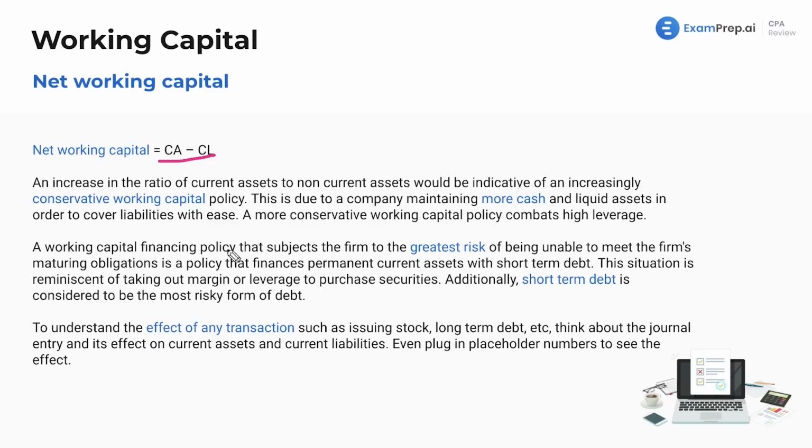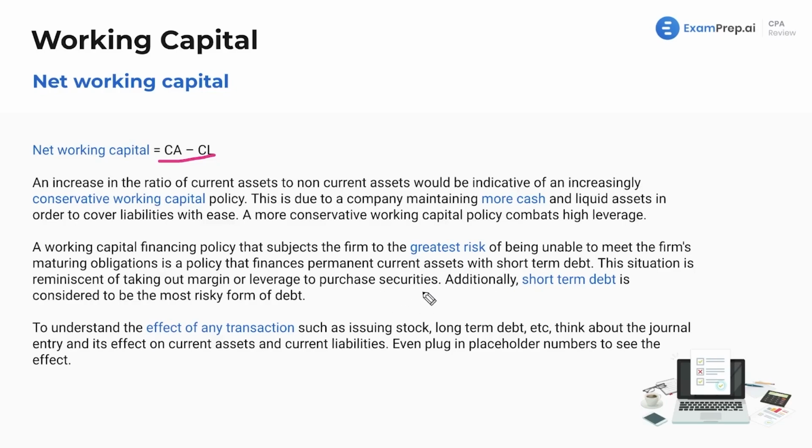A working capital financing policy that subjects the firm to the greatest risk of being unable to meet the firm's maturing obligations is a policy that finances permanent current assets with short term debt. This situation is reminiscent of taking out margin or leverage in order to purchase securities. Additionally, short term debt is considered to be the most risky form of debt. Great way to remember that is credit cards, short term, usually get something like a 27% interest rate on those. So short term debt is risky as compared to long term. Think of mortgages as long term, those are a lot more secure. Now, I know there's the whole collateralization of it, and don't worry about that. I'm just giving you examples.